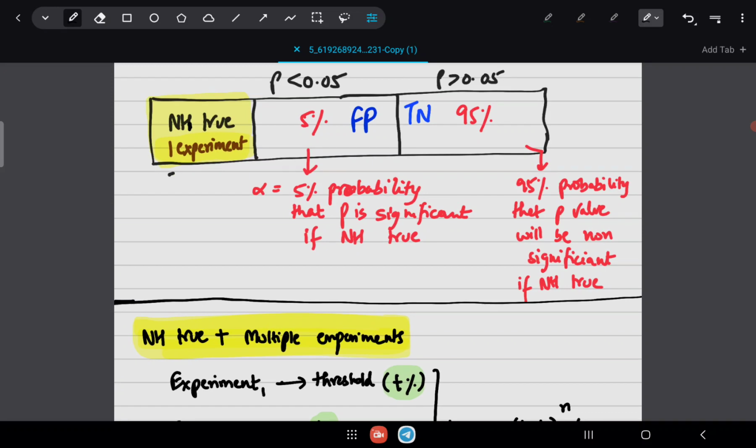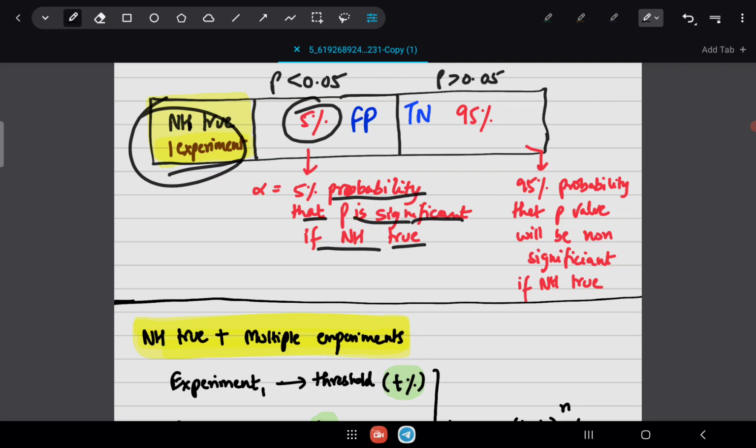Let's assume we are doing one single experiment and the null hypothesis is true for this one experiment, and the significance threshold is taken to be 5%. So the interpretation of this 5% is that there is a 5% probability that the p-value will be significant even if the null hypothesis is true, and there is a 95% probability that the p-value will be non-significant if the null hypothesis is true, right?